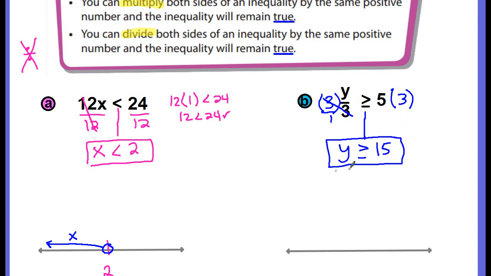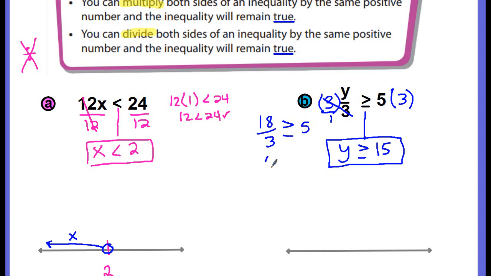Okay, let's check it. This time, let's pick a value for y that's greater than 15. Since our original inequality shows that y is going to be divided by 3, I find that it's easier to pick a multiple of 3. So a multiple of 3 that's greater than 15, I could choose 18. So I'm going to check it. 18 divided by 3 should be greater than or equal to 5.